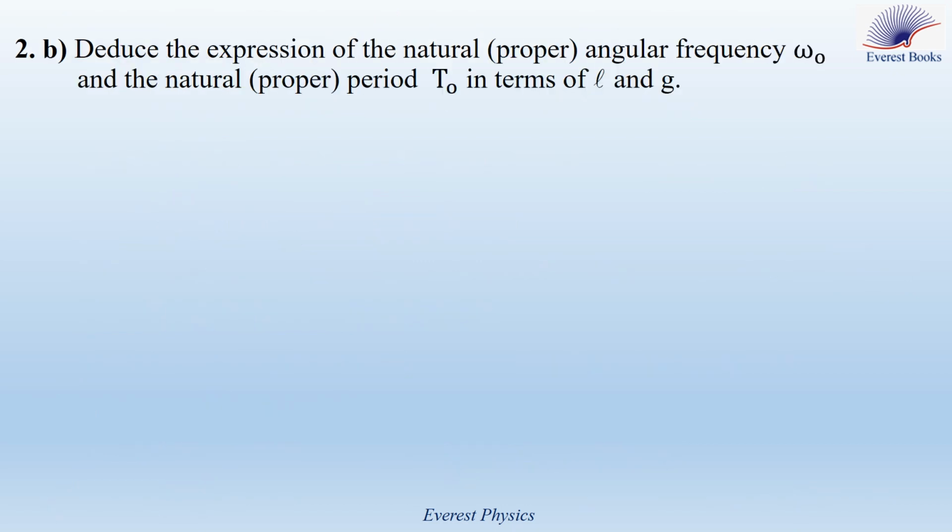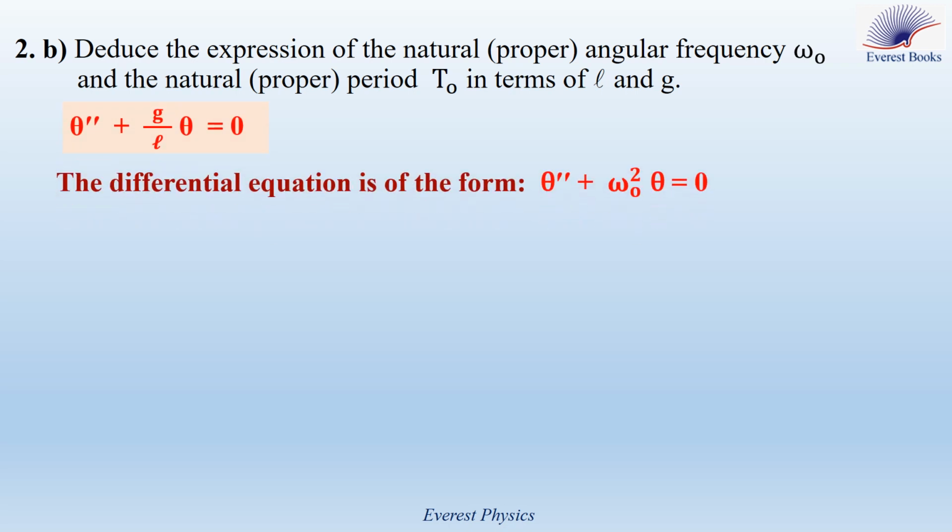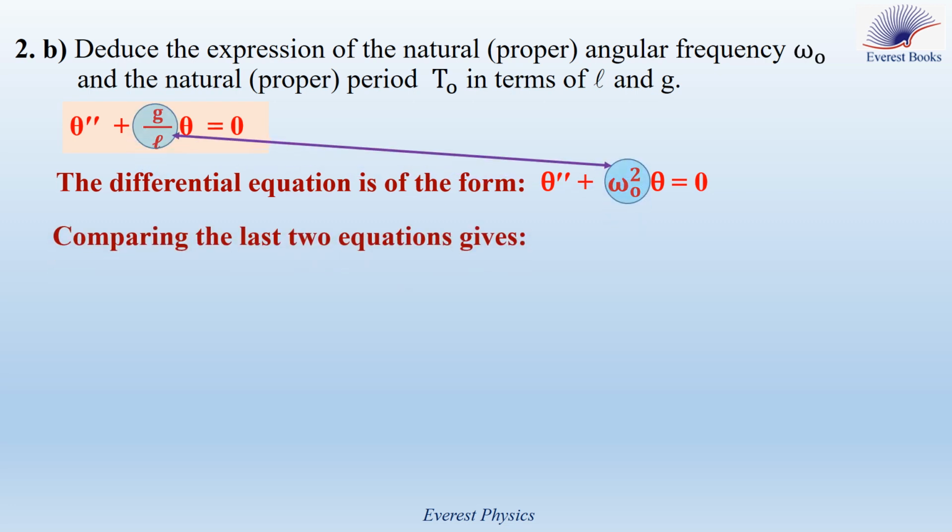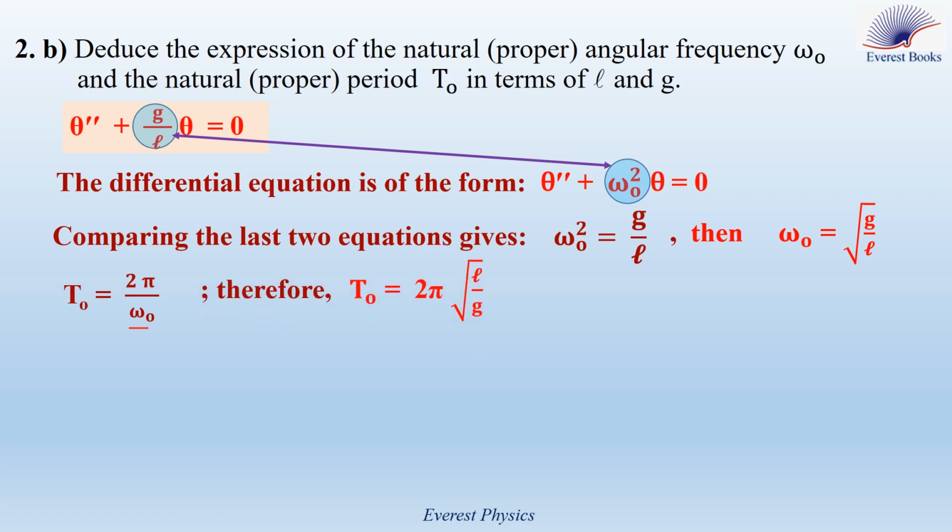2b. Deduce the expression of the natural or the proper angular frequency ω0 and the natural period T0 in terms of L and g. Using the obtained differential equation, this equation is of the form θ'' plus ω0 squared θ equals 0. So comparing the last two equations gives ω0 squared equal g over L. So ω0 is equal to the square root of g over L. T0 is given by 2π over ω0. Replace ω0 by the square root of g over L. Therefore, T0 becomes 2π the square root of L over g.